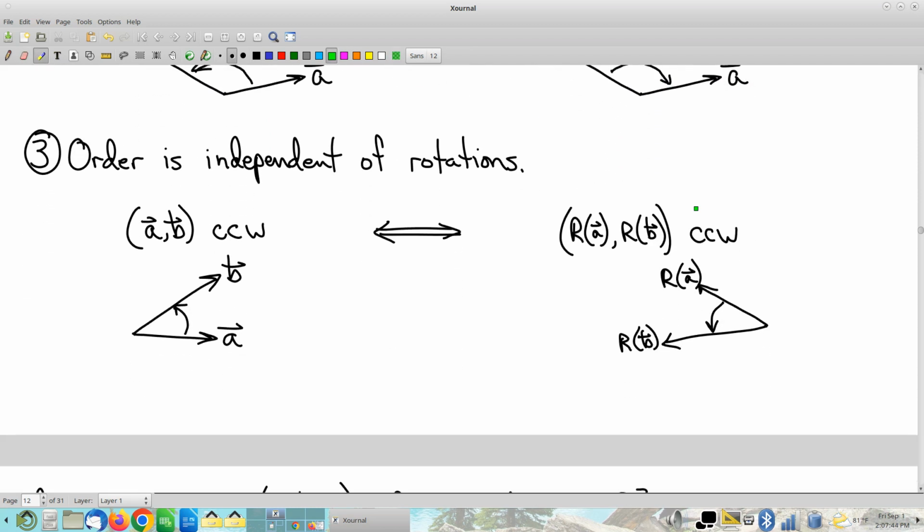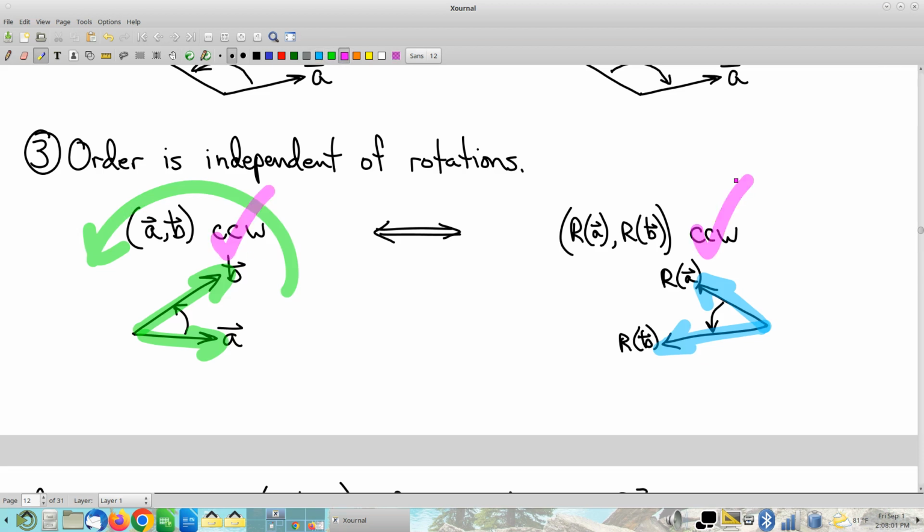The order is independent of rotations. If you take your pair of vectors and just rotate everything, that results in a new list of vectors. If the first list was counterclockwise, the second list is counterclockwise. A real-world version of this is the second hand on an analog clock. If you turn your head to the side a little bit, it's still going the same way, right? Rotations just don't matter.